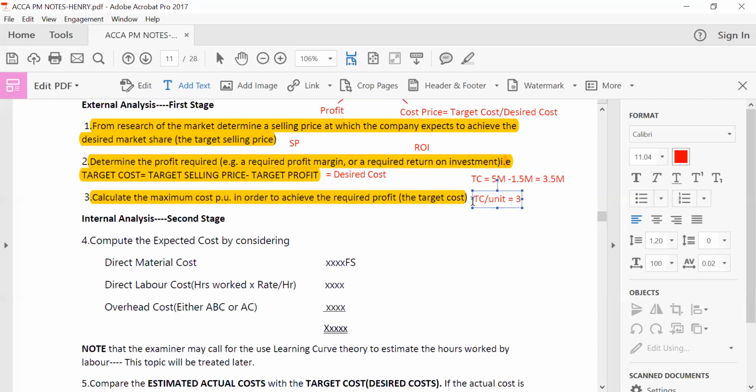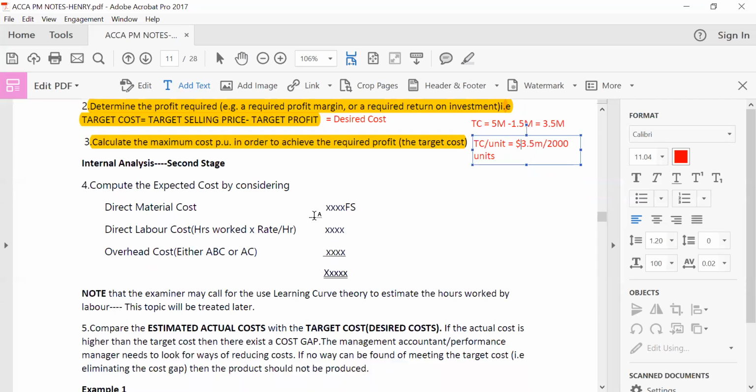So here I have it to be 3.5 million. Then I'll divide it by the number of units. Let's say you have 2,000 units. So at the end of the day, if I divide this $3.5 million, which is in monetary terms, by 2,000 units, the answer I get will be the target cost per unit. So the standard analysis, step 1 to step 3, has shown us how to estimate the target cost.